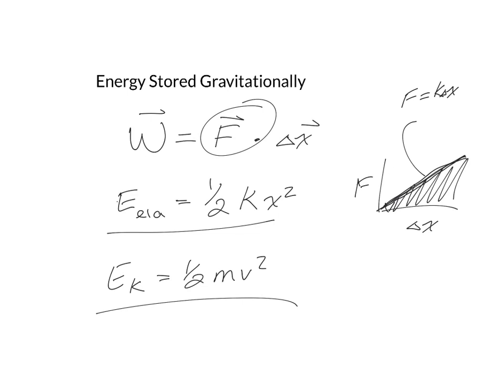The derivation for the third type of energy is much simpler and straightforward. We have mass times gravitational pull times the height. And so I hope that this is a little bit more straightforward and you can see how energy can be stored gravitationally by supplying work.